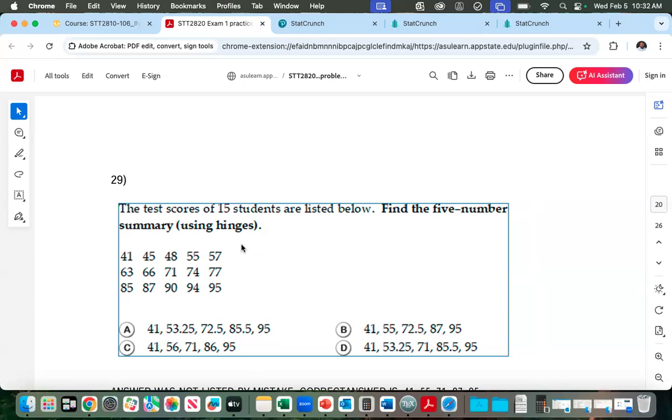What is the first one? Minimum. Good. So the first one is the minimum. What is the next one? Q1. Good. What is the next one? Median. Good. What is the next one? Q3. And what is the last one? Maximum. Good. That's nice. It means you guys are prepared for the test tomorrow. So now try to input these numbers here in StatCrunch and then compute the 5-number summary. Okay?